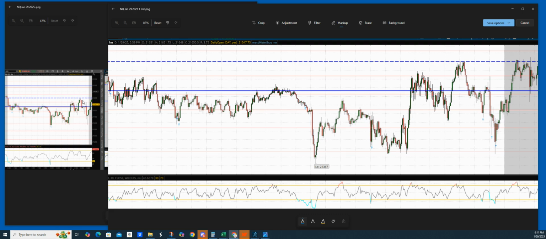So given that it was an FOMC day, the first part of the day was very choppy because the market was waiting for what the news was going to be. So if you didn't have to trade in the morning, that would have been ideal. I usually don't trade in the morning unless I see some really good trades.